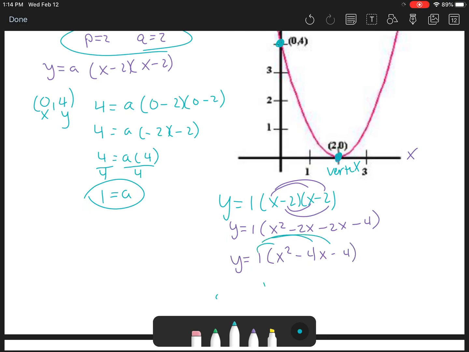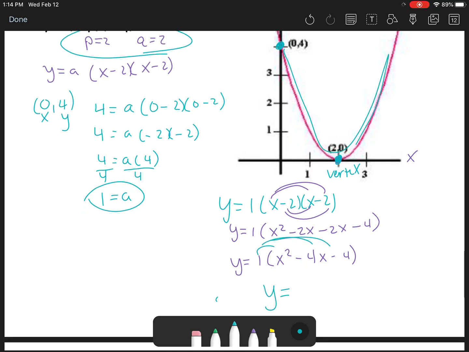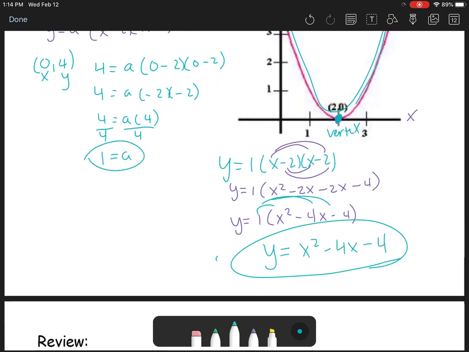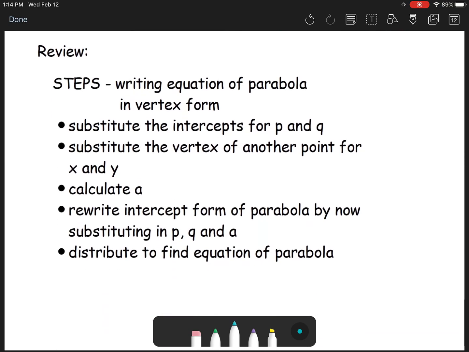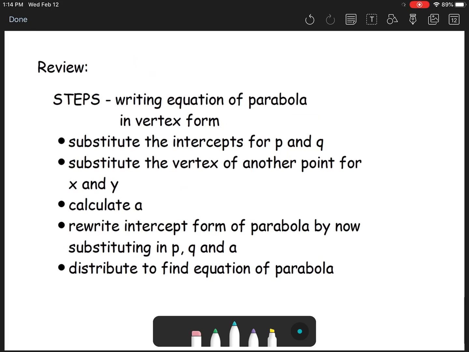Well, when we multiply by 1, nothing's going to change. So our equation for this particular parabola right here would be y equals x squared minus 4x plus 4. And that is our answer. So in order to graph these, you are just following these steps in order to find that equation.